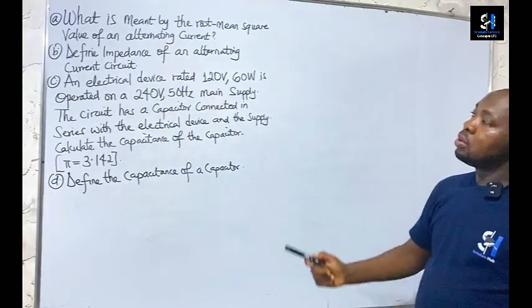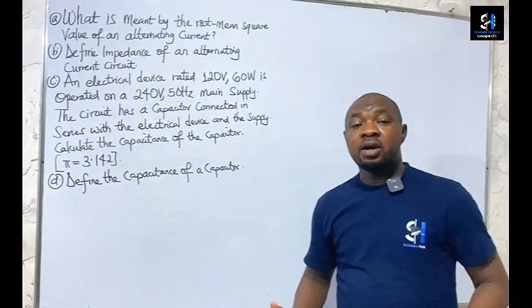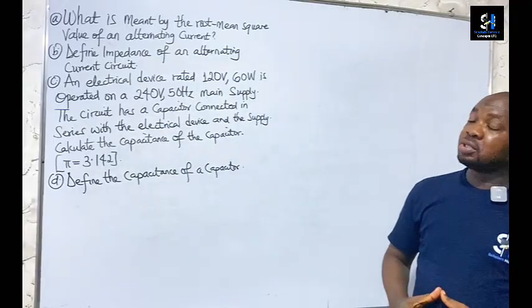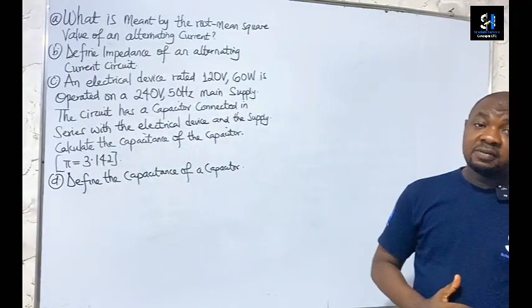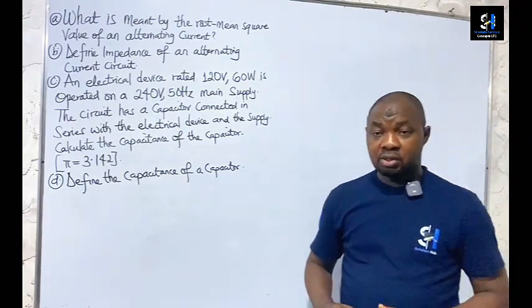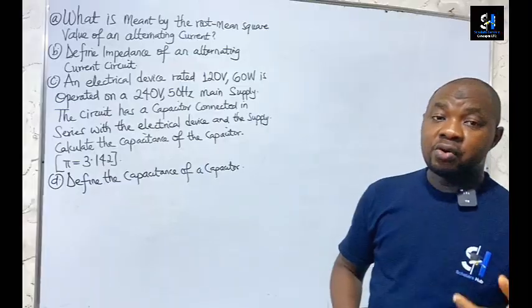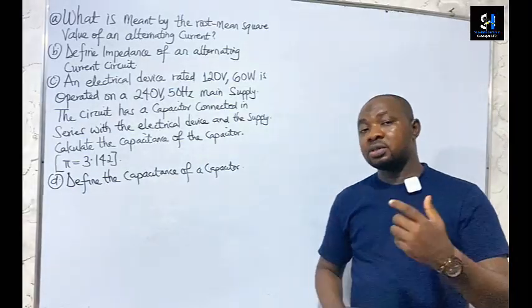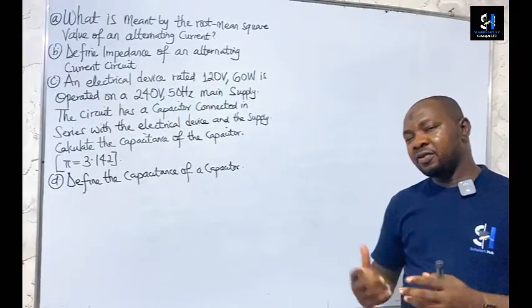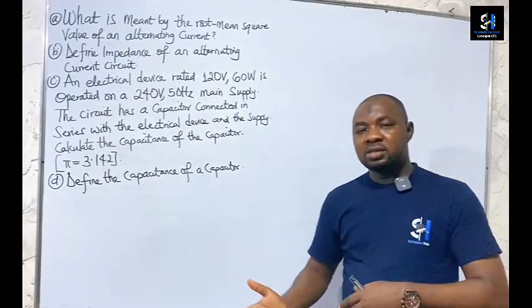Okay, now what is meant by root mean squared value of an alternating current? Root mean squared value of an alternating current is also known as effective value. Now, an alternating current is a current which first flows in one direction, called the positive direction, and then in the reverse direction or negative direction.